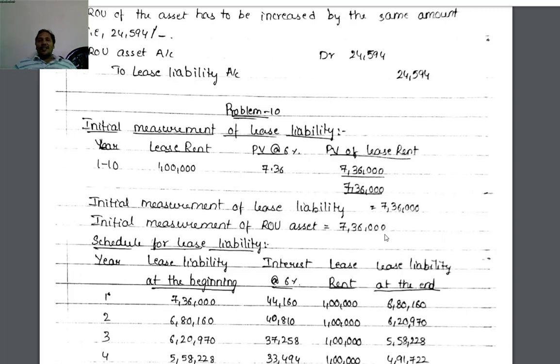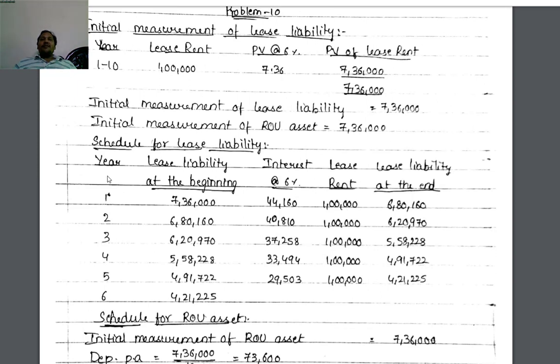We will prepare a schedule for lease liability. 5 columns: lease liability at the beginning, interest at 6%, lease rent, lease liability at the end. First year beginning, the lease liability is 7,36,000. Interest at 6%, 44,160. Lease rent payment 1 lakh. Lease liability at the end 6,80,160. So 7,36,000 plus 44,160 minus 1 lakh, 6,80,160.